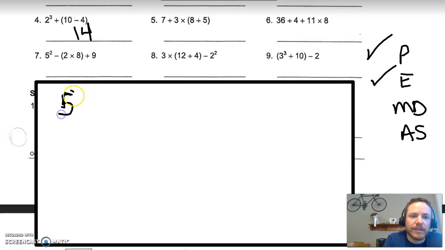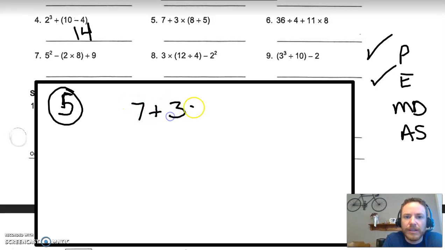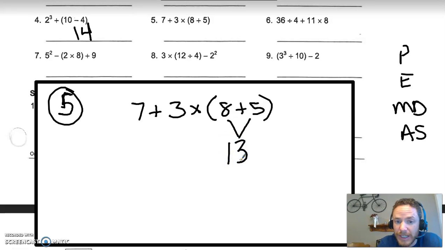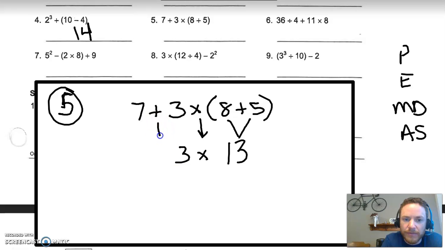That is a messy 5. 7 plus 3 times the quantity 8 plus 5. And I will clear my checklist right here, and I will start with parentheses. I will use my caret to show that I'm starting here. 8 plus 5 is 13. As I just told you, I don't need to bring down the parentheses, but I do need to bring down everything else. Times 3 plus 7.